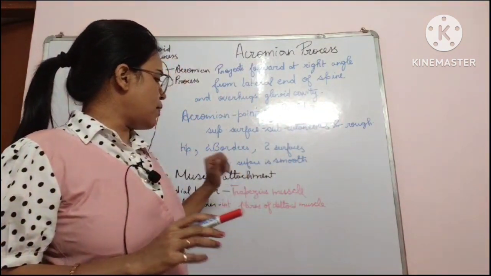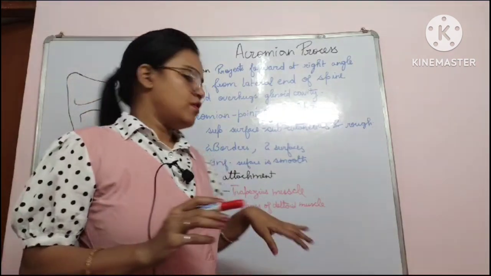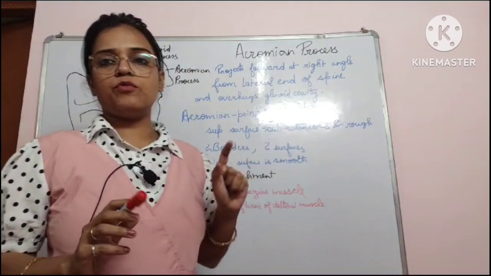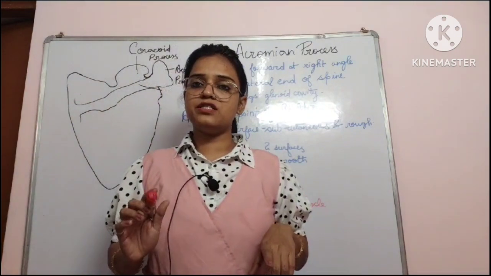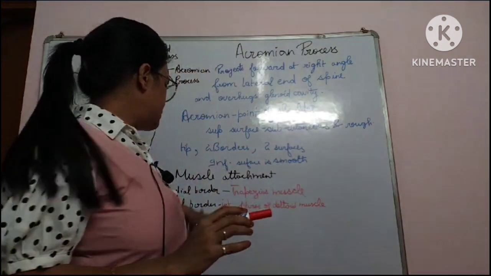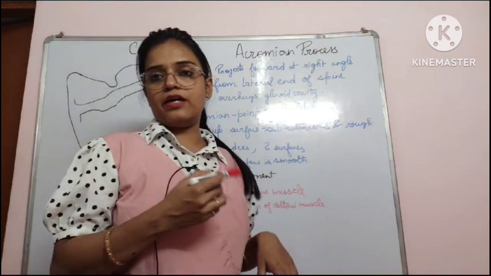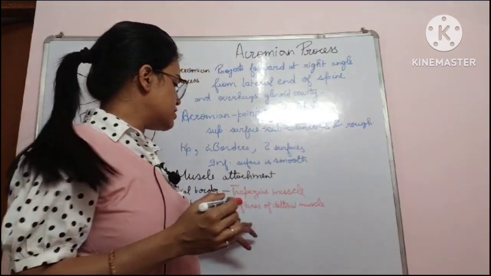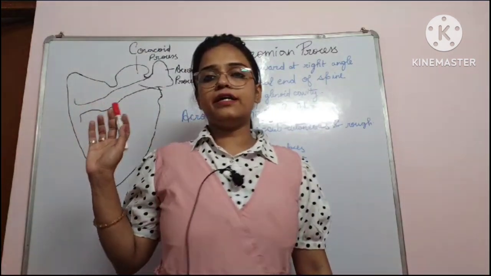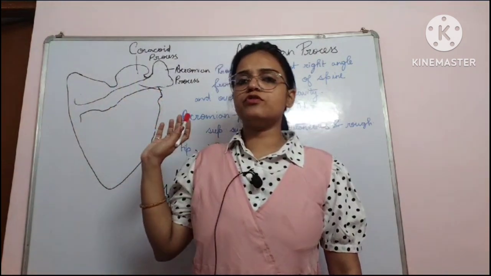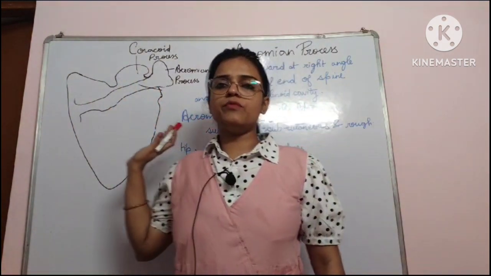Now talking about the muscle attachments. From the medial border of the acromion process arises the trapezius muscle, and from the lateral border of the acromion process arise the intermediate fibers of deltoid muscle. So it was all about acromion process.